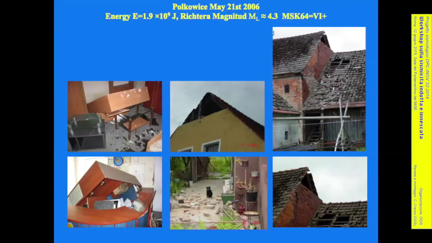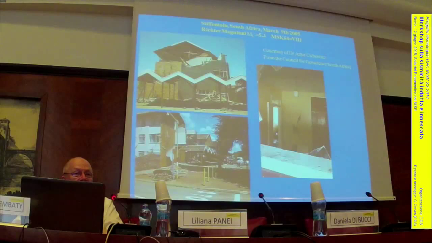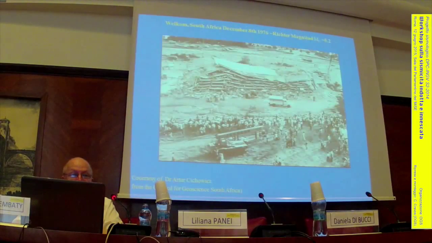Then you can see in Kalgoorlie, West Australia, magnitude 5. And here is the steel fountain in South Africa. These are typical, like normal earthquake effects. This mine was closed afterwards due to these effects. Nobody died on the surface, but it was a problem. But this is very alarming.